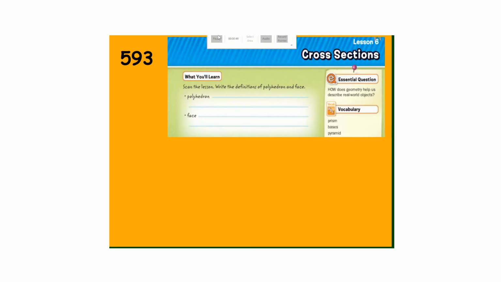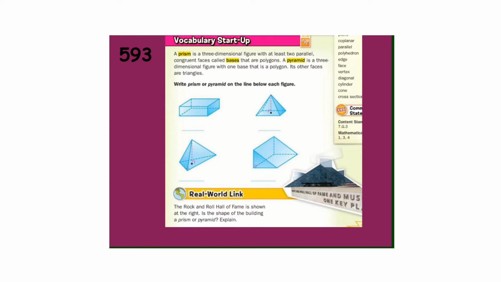Okay, page 593 today. Cross sections. This is the last section in chapter 7. Okay, a prism. We've talked about prisms before. That's what we were working with mostly yesterday. A prism is a 3D object that has at least 2 parallel sides, like in this case, the top and the bottom, the 2 sides, and then the front and the back. Okay, a pyramid goes to a point, a common vertex up at the peak.